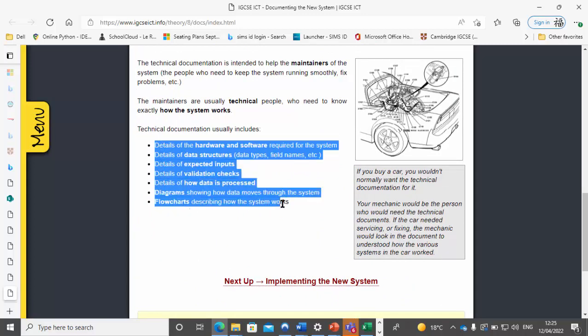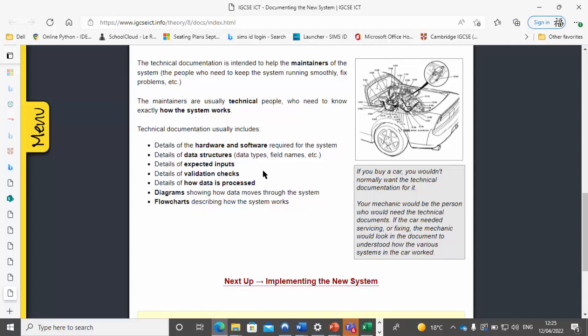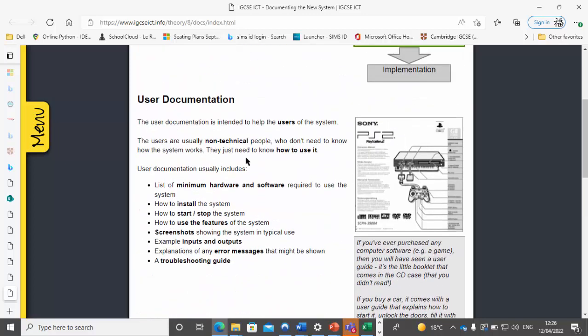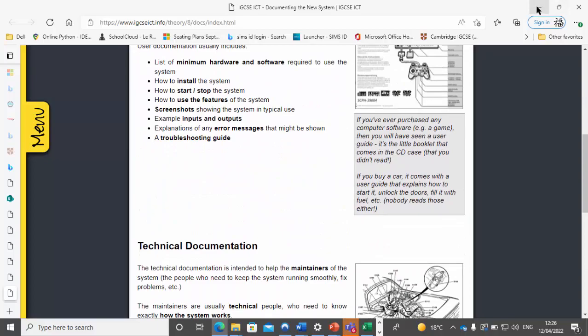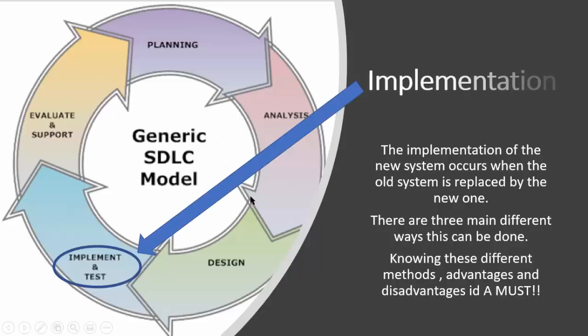And all I can suggest, as I did before with the other one, is that you learn these. Okay, so if they ask about technical documentation, things like hardware and software, data structures, expected outputs, validation checks, again, just learn these. These ones you'll probably recall off the top of your head. Okay. And then you have the implementation section. Again, there's one part of the implementation section that nearly always, if you're going to get a question on the design lifecycle, they like to ask this.